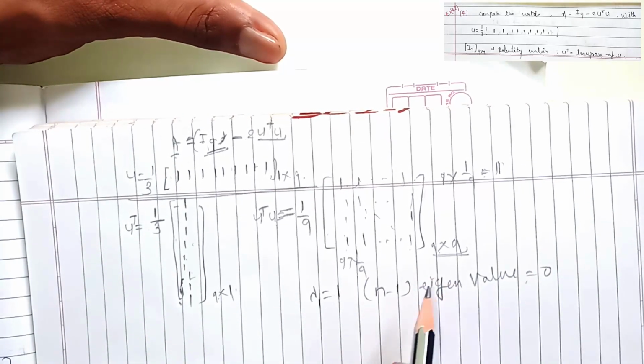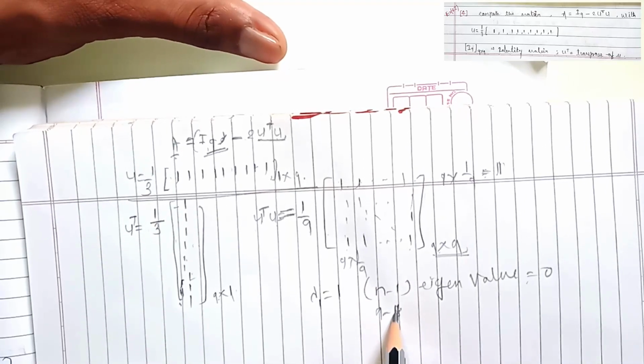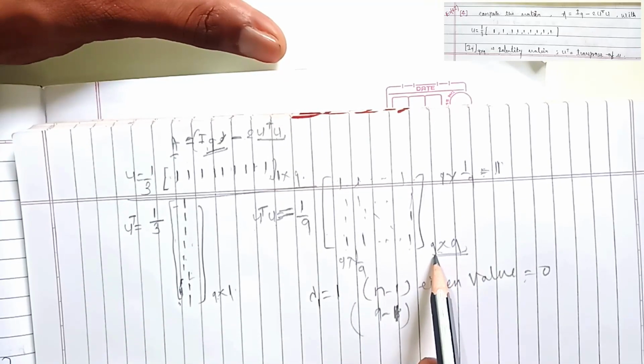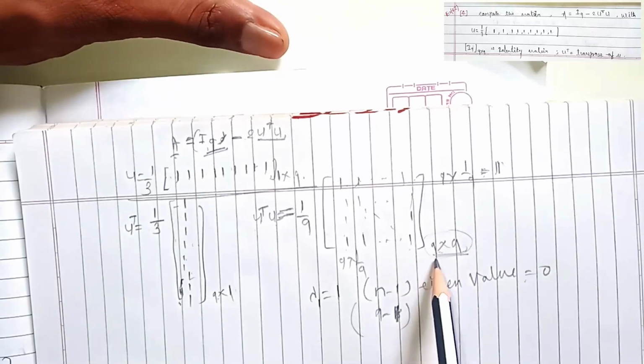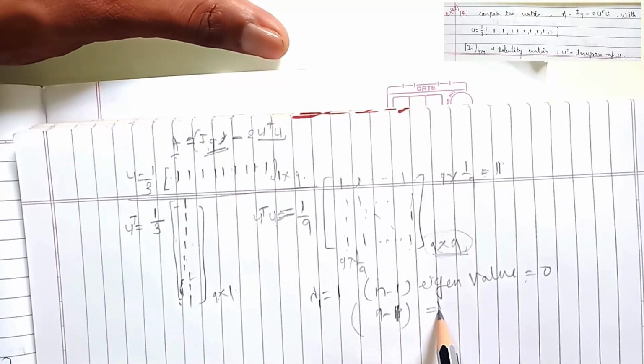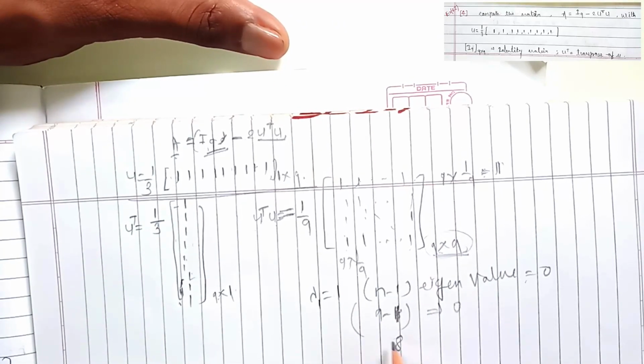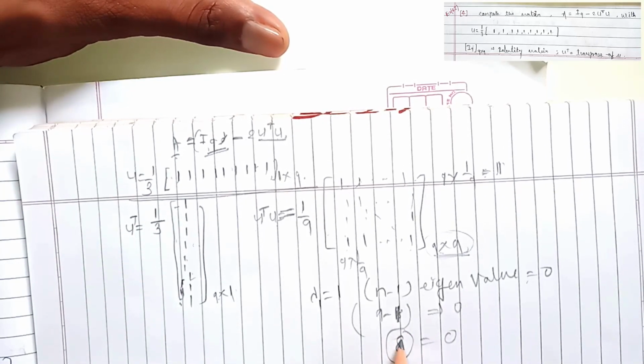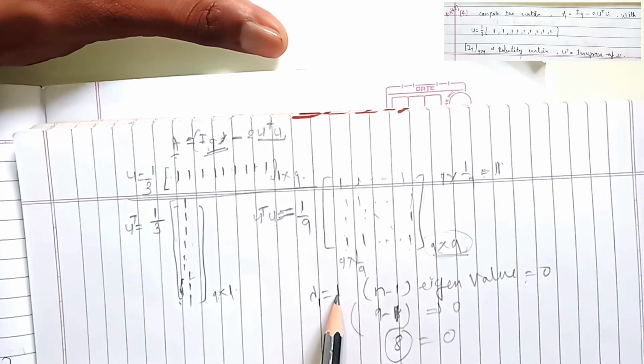So n minus 1 means 9 minus 1. Here n means the number of rows and columns what we have. So 9 minus 1 eigenvalues are 0. That means 8 eigenvalues, 8 lambdas are 0. That means we have 8 eigenvalues which are 0 and 1 eigenvalue which is non-zero.